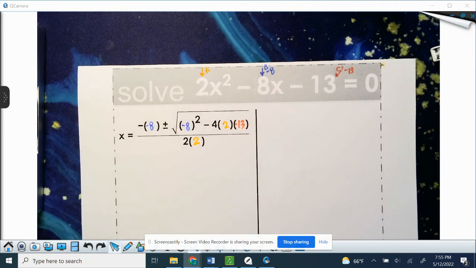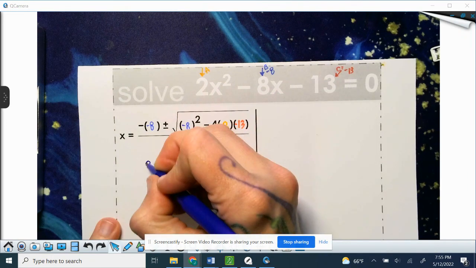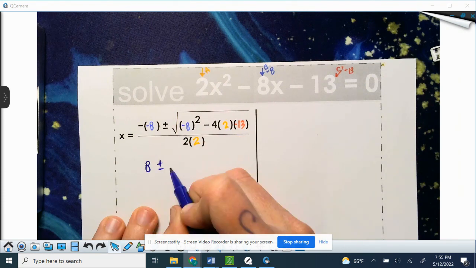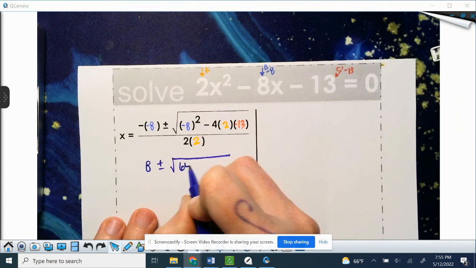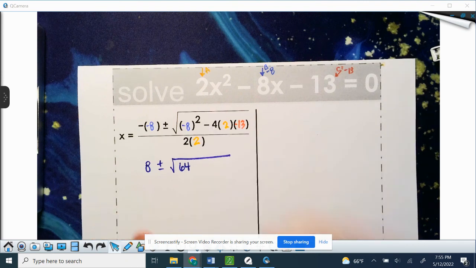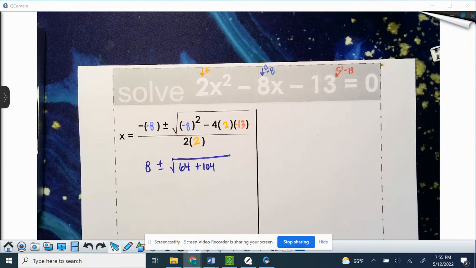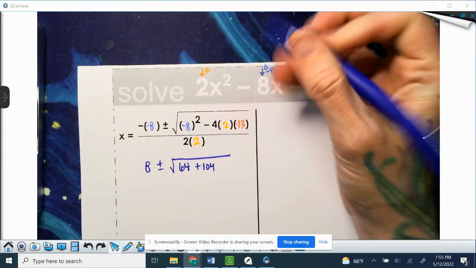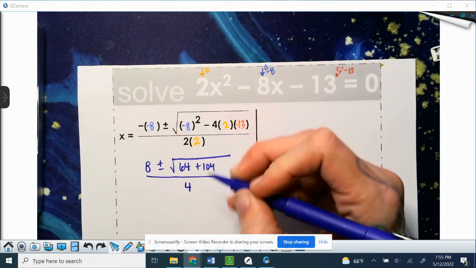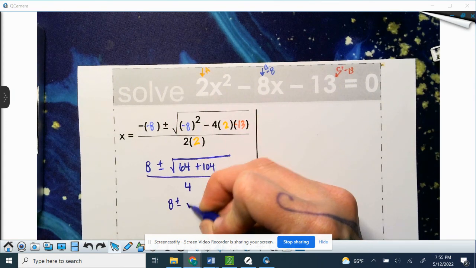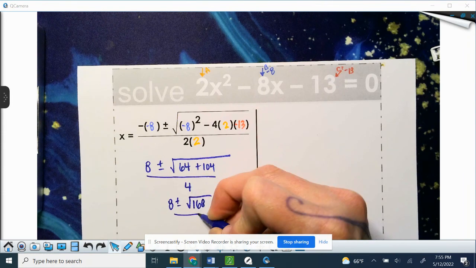We're going to take our opposite. So our negative 8 becomes a positive, plus or minus the square root. 8 times 8 is 64. Negative times a negative gives me positive. Negative 4 times 2 is going to be a negative 8. And then a negative 8 times a negative 13 is going to give me a positive 104. Because a negative times a positive is a negative, times a negative is a positive. All over 4. So it's going to be 8 plus or minus the square root of 168 all over 4.